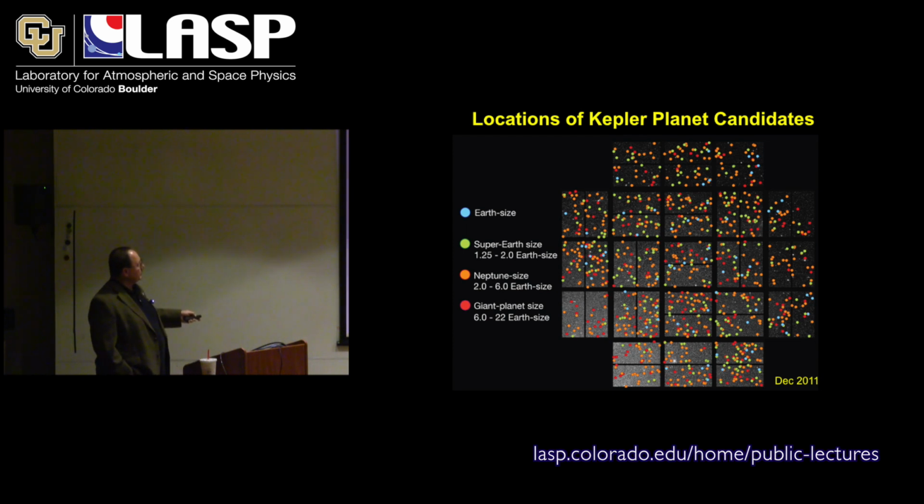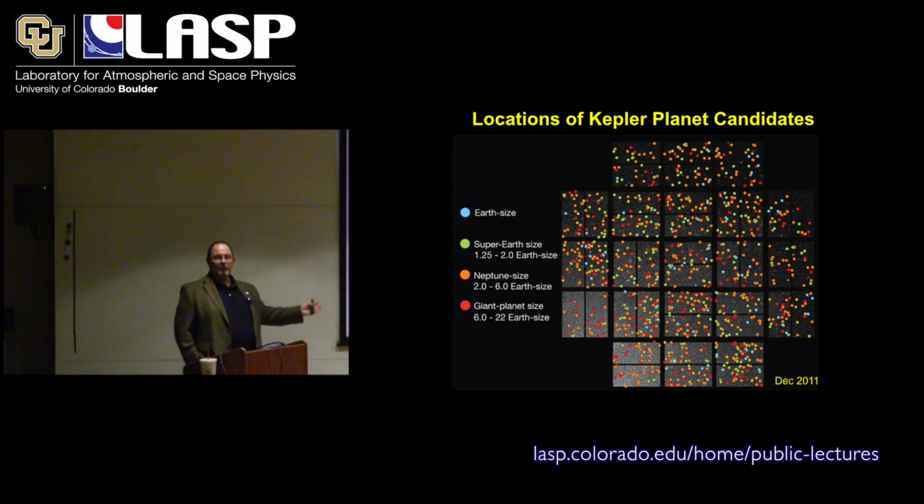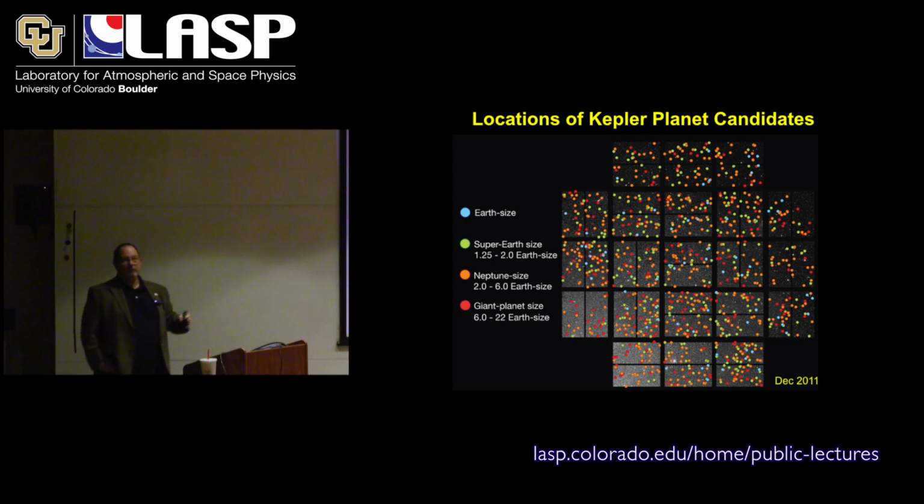Okay, and these are all the different kinds of planet candidates that we got. The blue spheres are Earth size. The super Earth size are green. The Neptune size are orange, and the giant planet sizes are red. And the one thing you can really get from this is the Earth is kind of unique in the sense that it's smaller than the average that's out there, right? The typical planet that's out there is about 1.5 times the size of Earth or larger. So it's a small world.